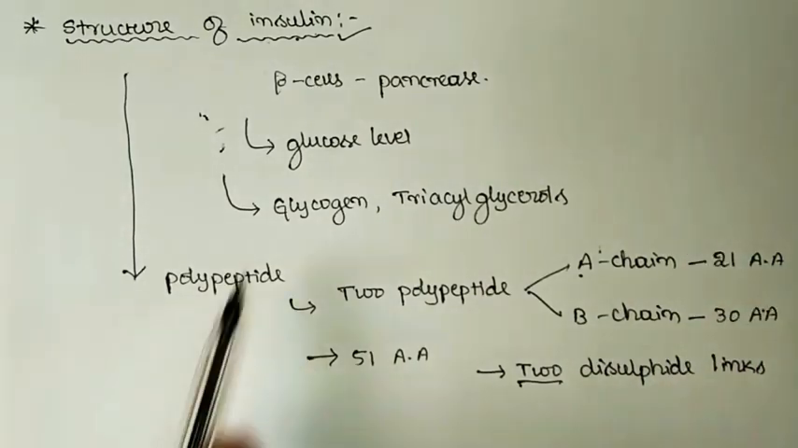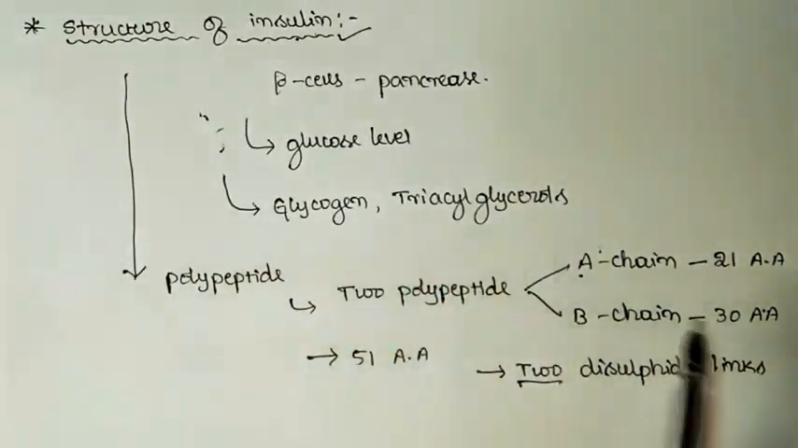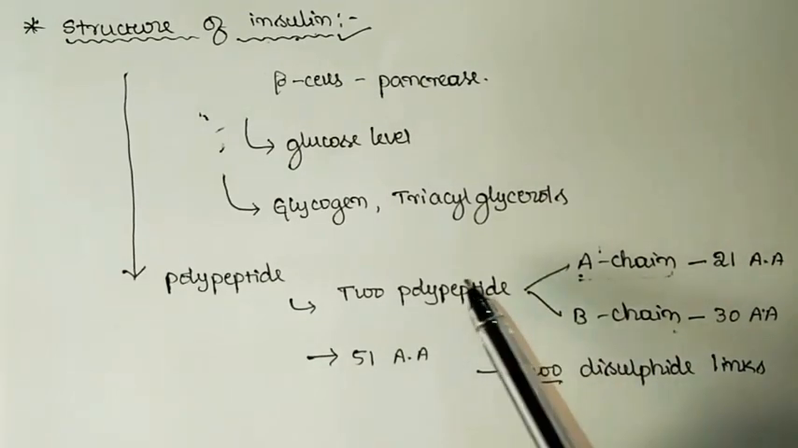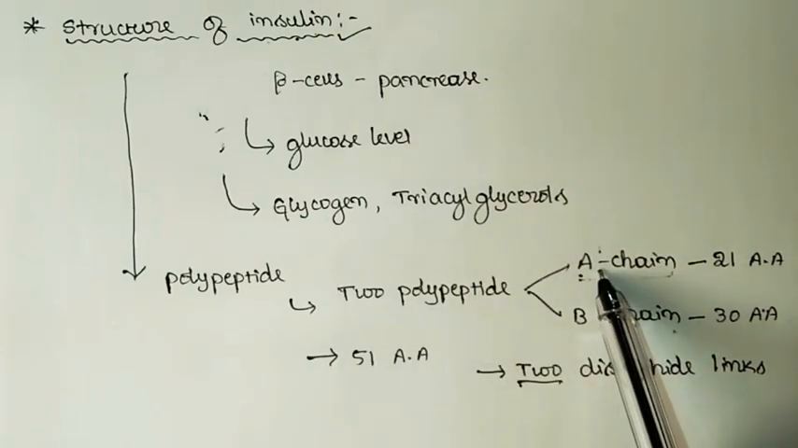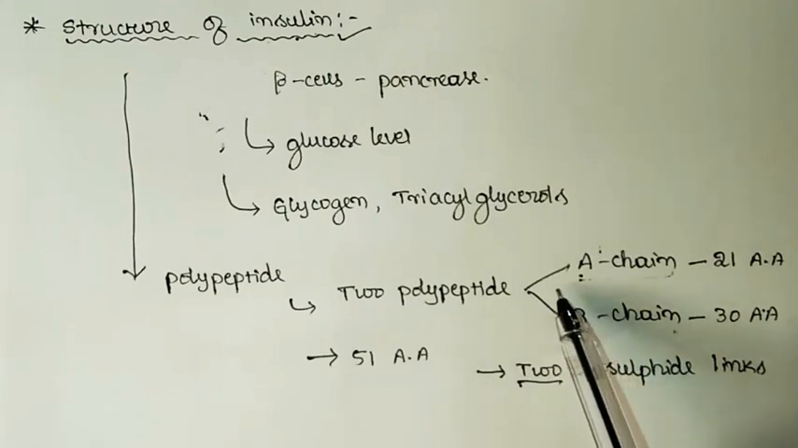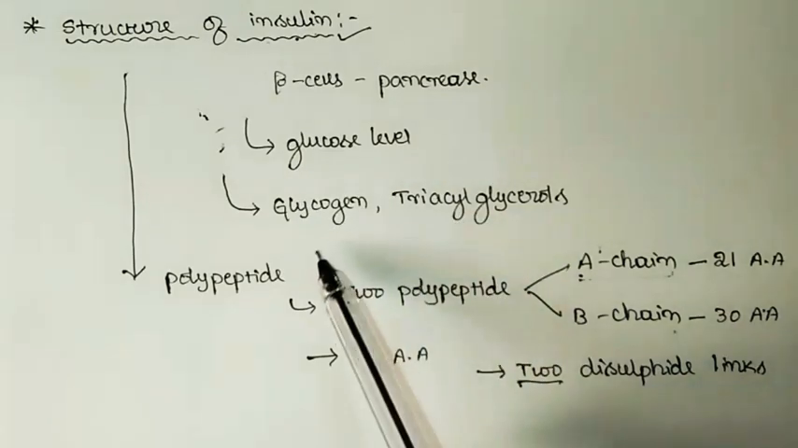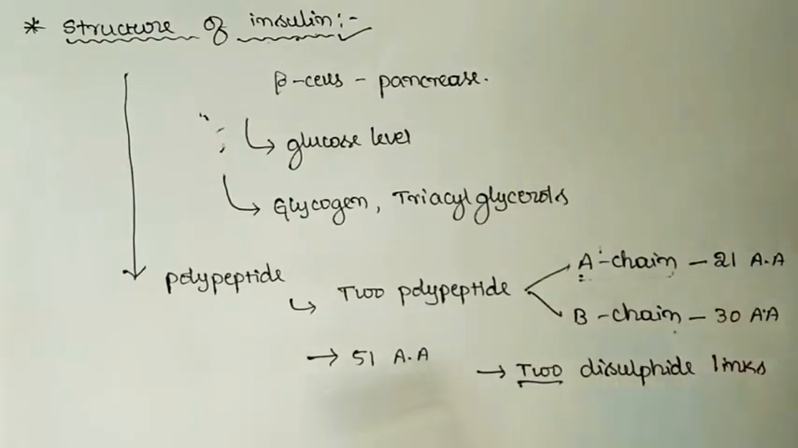Now we shall see the exact structure of insulin and which amino acids are present in A chain as well as in B chain. But before going to the complete details of the amino acid sequence present in A chain and B chain, we should know the simplest way of representing the amino acids. So that we shall do first, later we shall go for the detailed structure of insulin.